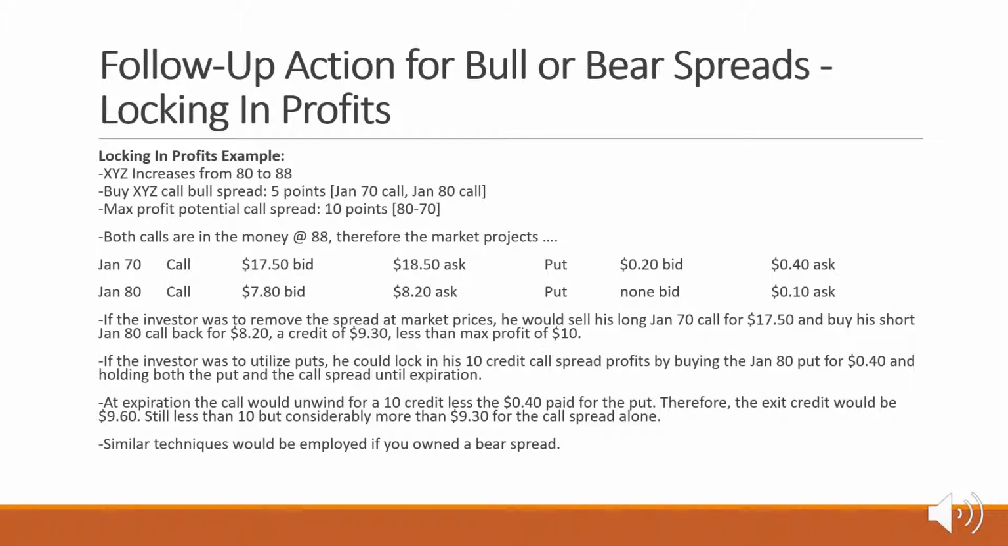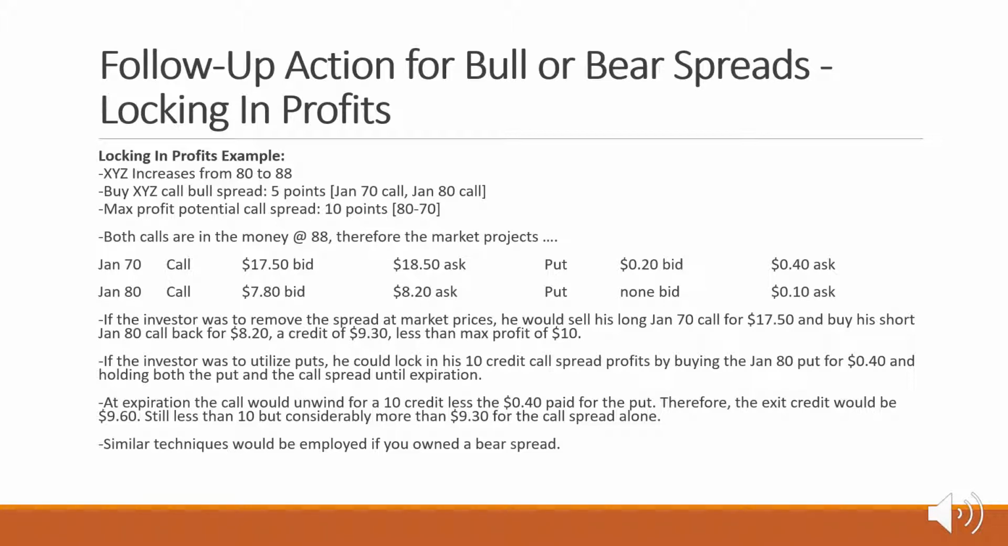Follow-up actions for bull or bear spreads, locking in profits. It's best to observe an example here where XYZ increases from 80 to 88 and the investor buys a call bull spread for 5 points. The max profit potential on the call spread is 10 points, as noted earlier. Both calls are in the money at 88, and therefore the market projects the January 70 call to have a current bid price of $17.50 and an ask price of $18.50, and assumes the January 70 put to have a bid price of 20 cents and an ask price of 40. This also assumes that the January 80 call is at a 7.8 bid and 8.2 ask. The put for January 80 is at a 0 bid and a 10-cent ask.